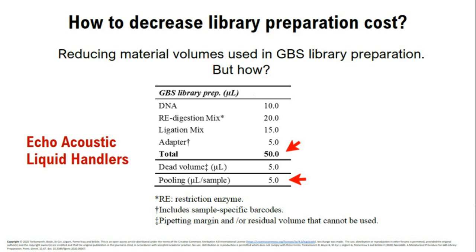But how can we decrease the use of materials? The problem in the lab was that we couldn't go under 5 microliters because of the pipetting system and the errors that can happen during pipetting. Since then, we found the acoustic liquid handlers.